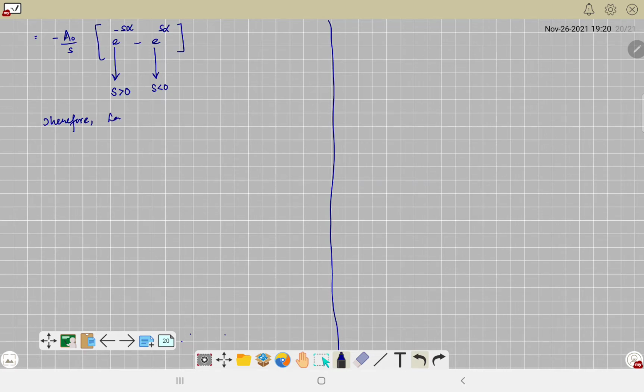So the Laplace transform of a DC signal, which is defined for t equal to minus infinity to plus infinity, simply does not exist, because we cannot agree upon the ROC. There is no common ROC for the two components.